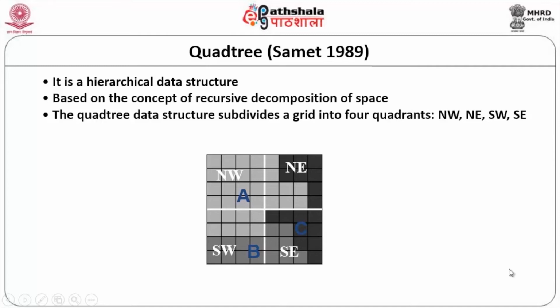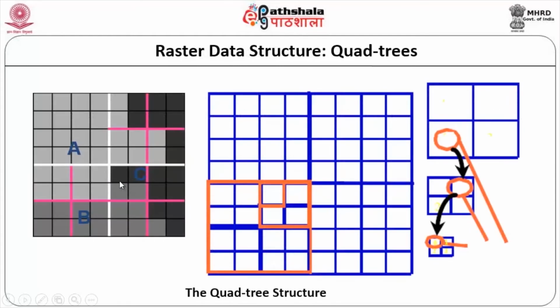In each of the quadrants you can calculate and make it in such a way that it will follow a specific pattern. We will see that in detail. It is a hierarchical database structure, based on the concept of recursive decomposition of space. How is it recursive? You can see this here. As I told you, it subdivides a grid into 4 quadrants: northwest, northeast, southwest and southeast. That is the way in which it is divided, and you can see that data structure.